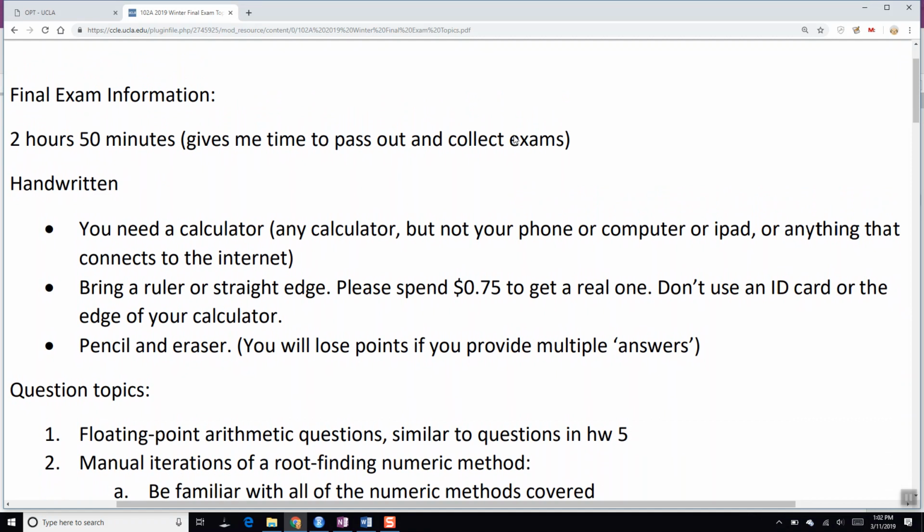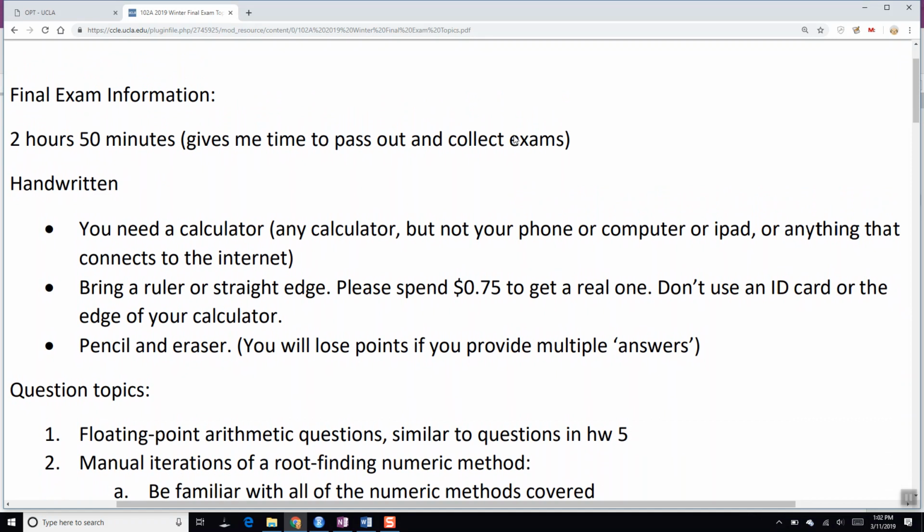Okay. So the final exam will be in this classroom right here at our designated time, which I think is Wednesday at 11:30 a.m. The exam will be written for 2 hours and 50 minutes. That gives me a little bit of time to pass out and collect exams. I'll send out a seating chart as usual, things like that. It's going to be handwritten.